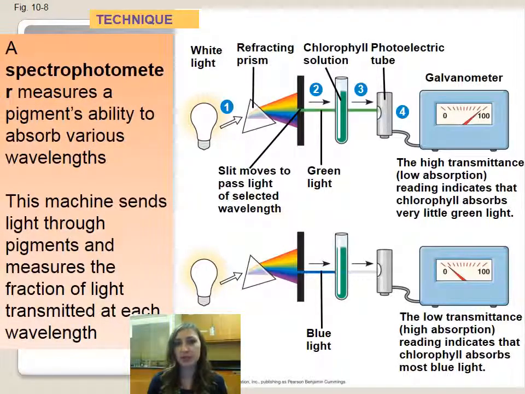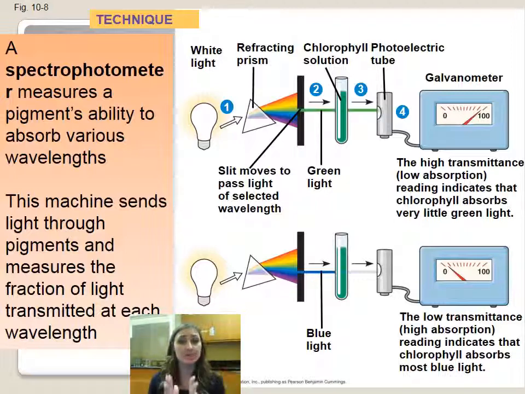One of the ways that we can measure wavelengths and what's being transmitted versus absorbed is by using something called a spectrophotometer. A spectrophotometer measures a pigment's ability to absorb various wavelengths. The way that we set this up is we get a prism that's going to separate your visible light into the spectrum, and we put a filter on there so that only green light is passing through.